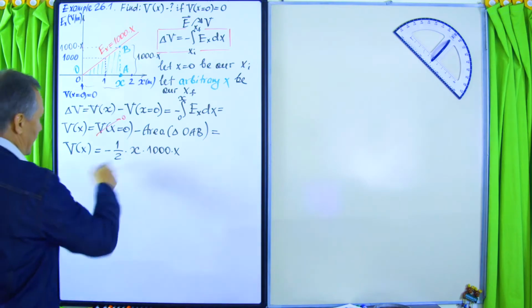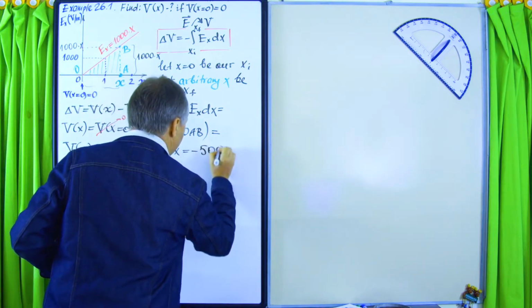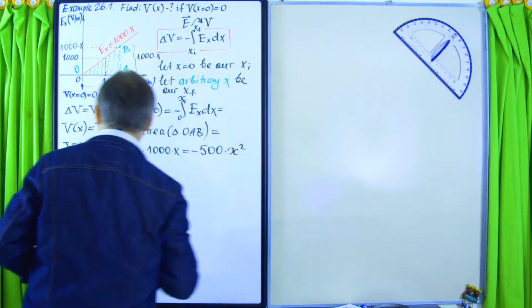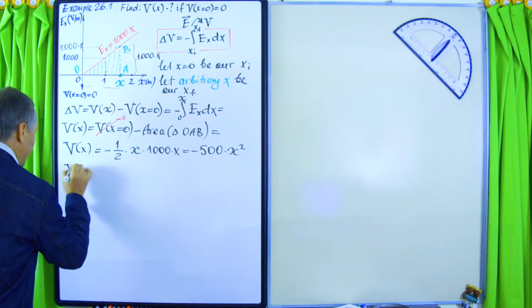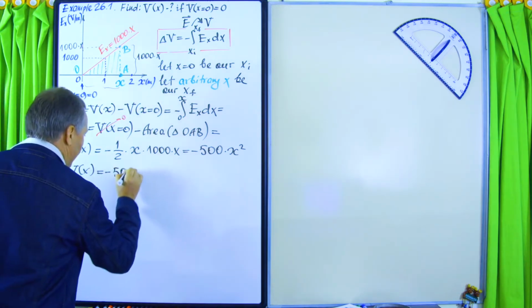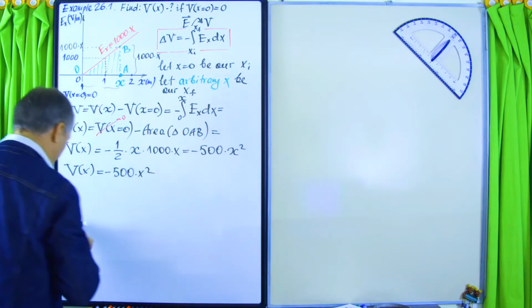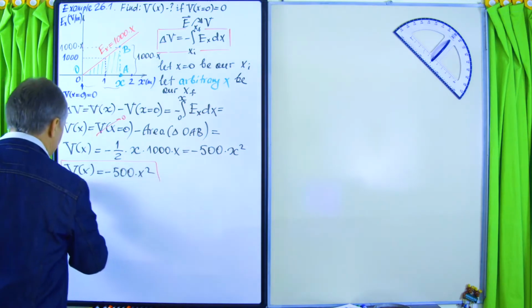Okay, this and that will be partially cancelled. We'll get minus 500 times x squared. So that's the answer. So that's v as a function of x. Let me write separately, minus 500 times x squared. Of course, I can frame it because that's the answer.